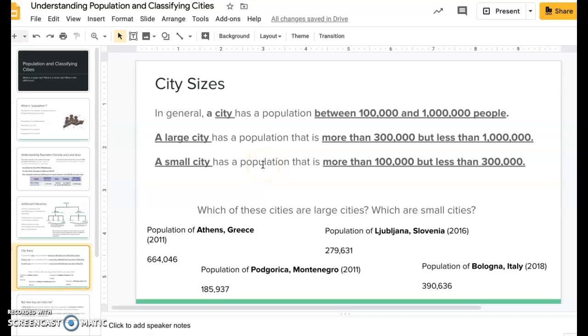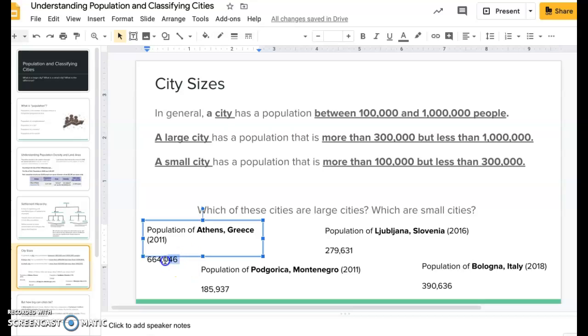So in general, a city has a population between 100,000 and 1 million people. When we say city, it can mean anything between 100,000 and 1 million people. A large city is usually between 300,000 and 1 million people. And a small city is more than 100,000, but less than 300,000. So if we're looking here, which of these cities are large cities and which are small cities?